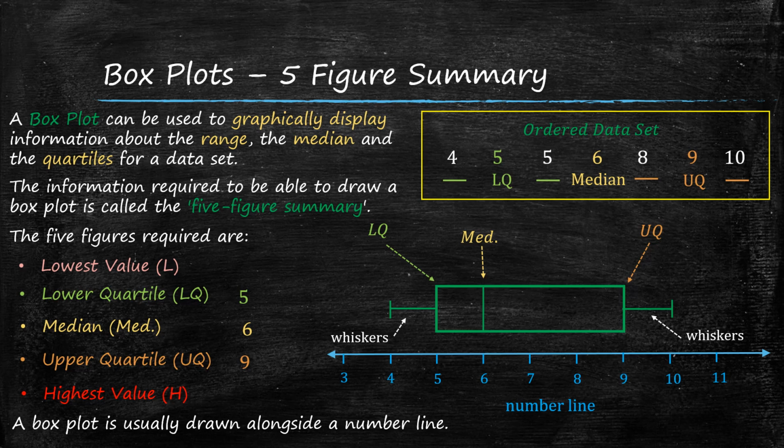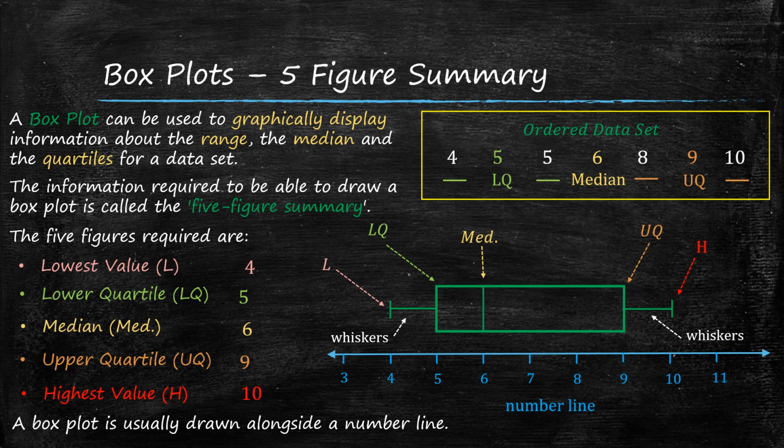Okay, you can notice that these two whiskers, cat-like whiskers coming out the ends of the box, one out the left-hand side and one out the right-hand side, these whiskers represent the lowest and highest values of the data set. So our lowest value is 4, the whisker at the bottom end represents the lowest value, and our highest value is 10, and the whisker at the top end represents the highest value. So to be able to draw a box plot, we need five figures: lowest value, lower quartile, median, upper quartile, and highest value.